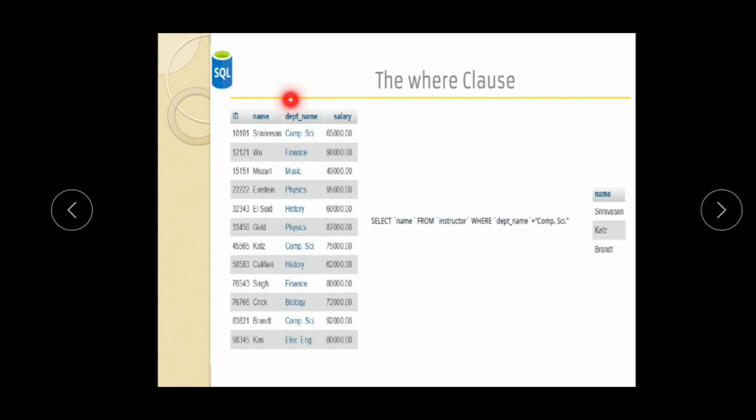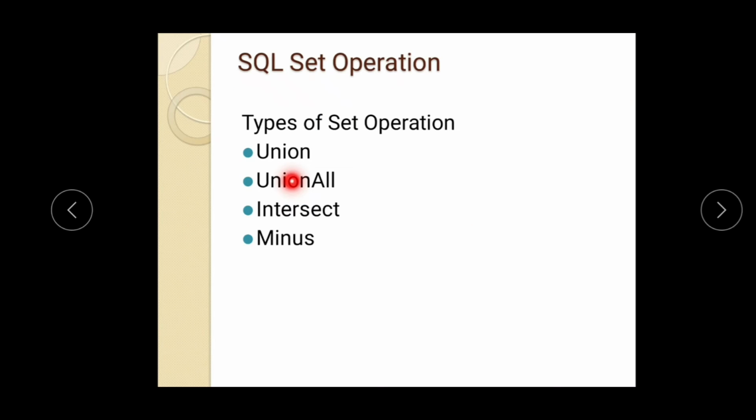See here an example. This is our instructor table. From there we are going to select the names of the employees who belong to the computer science department. So select name from instructor where department name equal to computer science. There are 3 instructors who belong to the computer science department, whose names are displayed. Okay, fine.